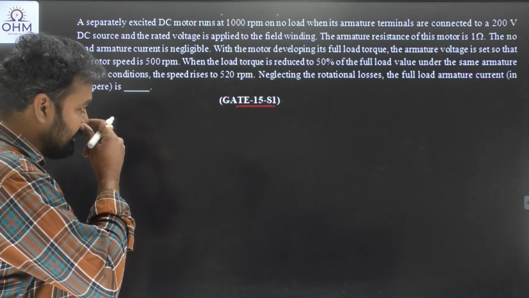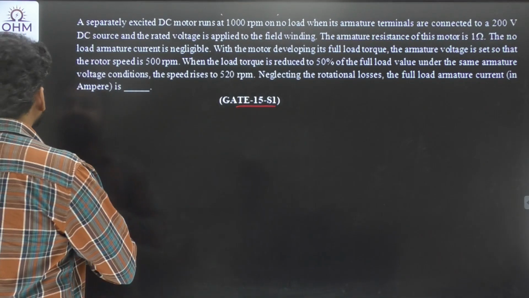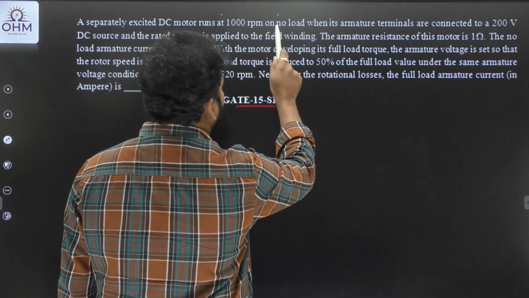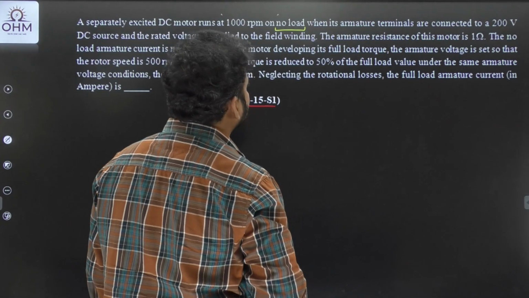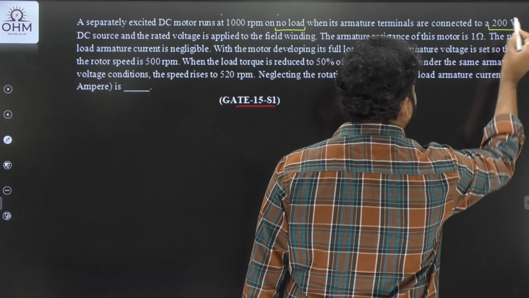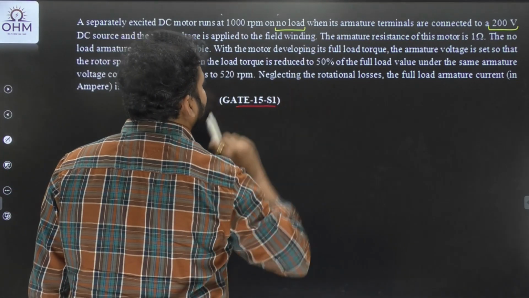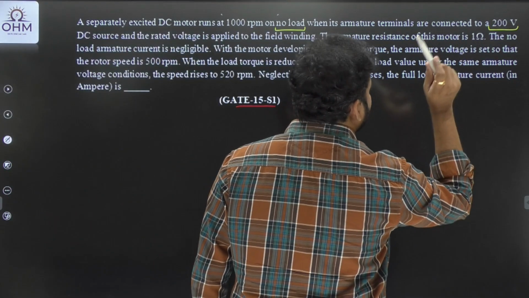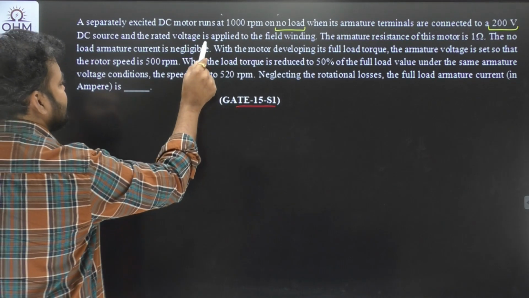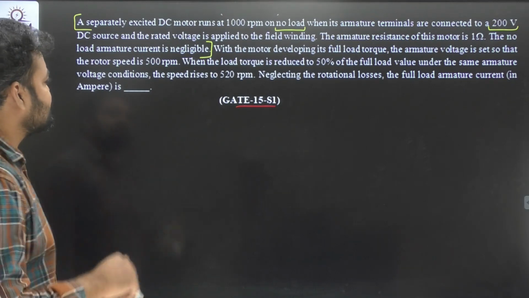Okay, so this is an important question. It's a 2 marks problem, and here 3 cases are there overall. If you read the problem, let's see the first case. A separately excited DC motor runs at 1000 RPM on no load. See, the first case is the no load condition, when its armature terminals are connected to a 200 volt DC source. So the supply voltage was 200 volt, and rated voltage is applied to the field winding. The armature resistance of the motor is 1 ohm. Now the no load armature current is negligible. This is the first case, guys, up to here. Whatever is mentioned up to here is the no load data of the machine.